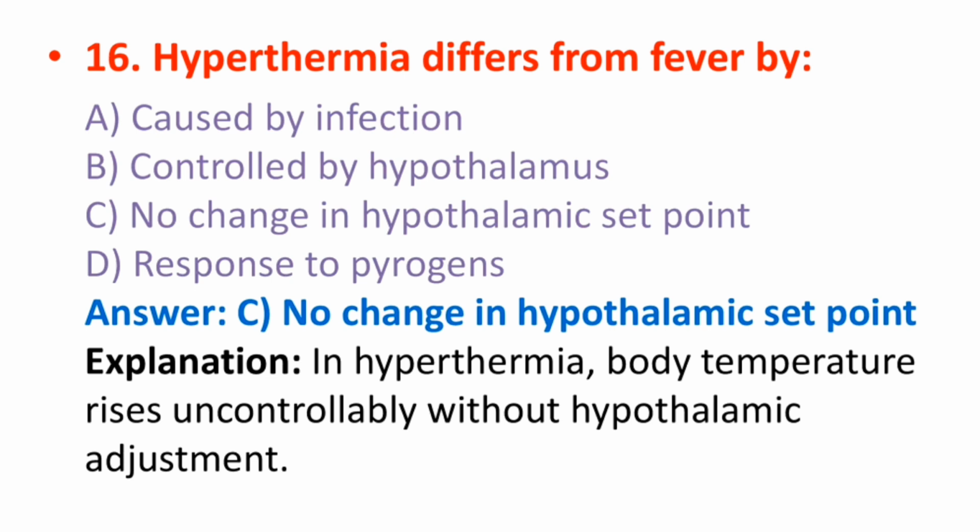Hypothermia differs from fever by: option A, caused by infection; option B, controlled by hypothalamus; option C, no change in hypothalamic set point; option D, response to pyrogens. The correct answer is option C, no change in hypothalamic set point. In hypothermia, body temperature falls uncontrollably without a hypothalamic adjustment.